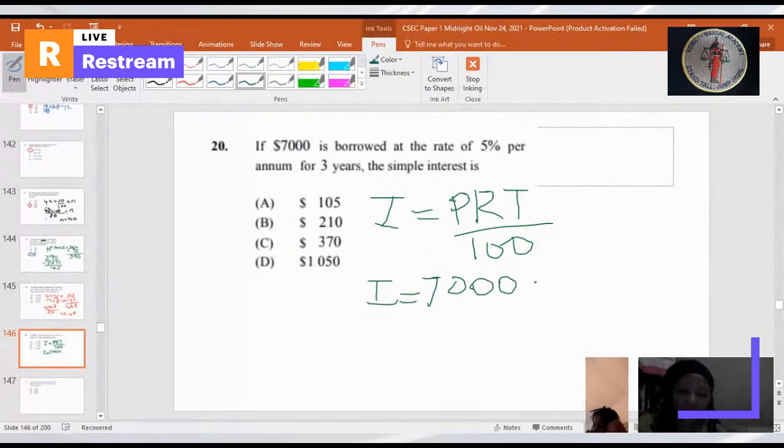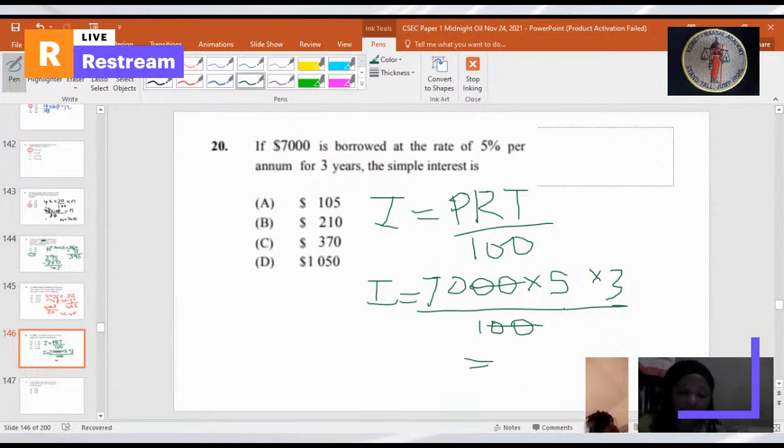The rate is 5%, which would represent the 100 down here, the 5%. And the time is 3 years. Time is in years, so 3 years. So over 100, because that was the percent. So we can cancel zeros.